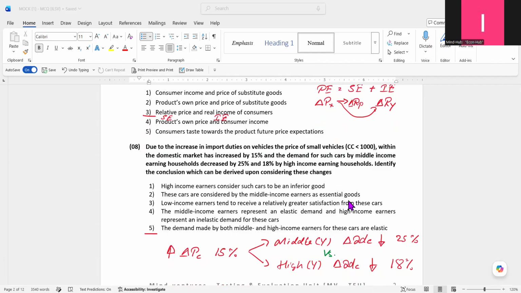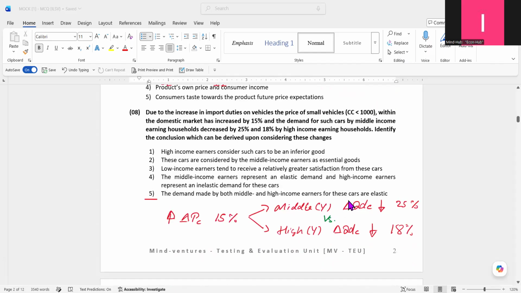And the demand for such cars by middle income earning households has changed by 25%, and by 18% by high income earning households. Identify the conclusion which can be derived upon considering these changes. Remember, import duties on small vehicles within the domestic market have increased the price of cars by 15%.